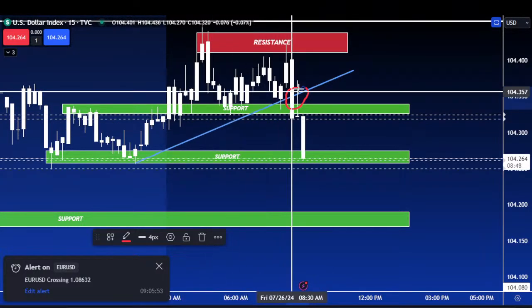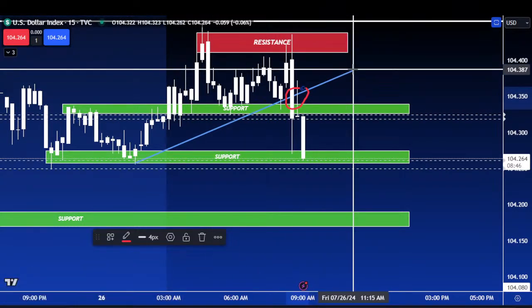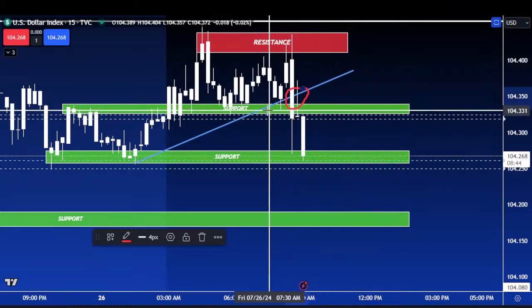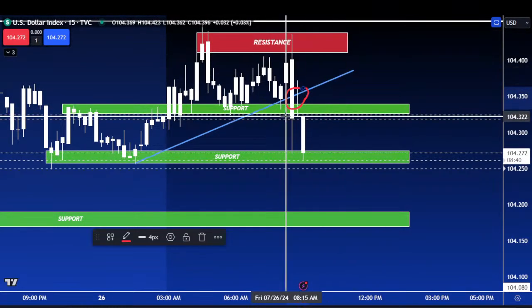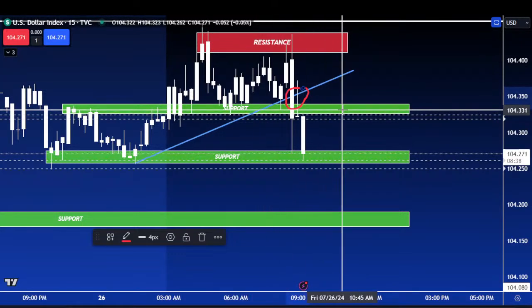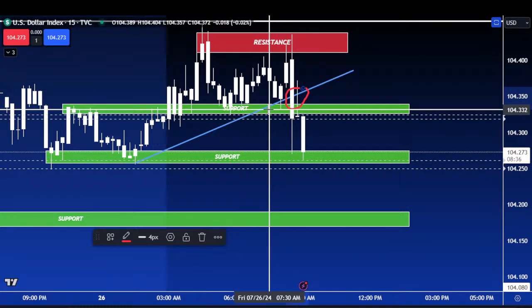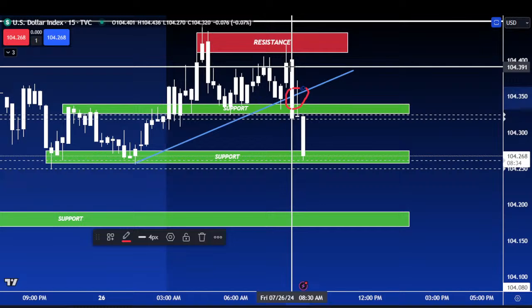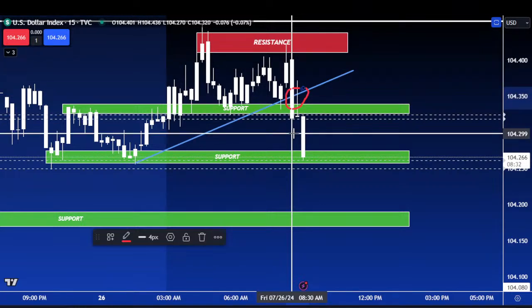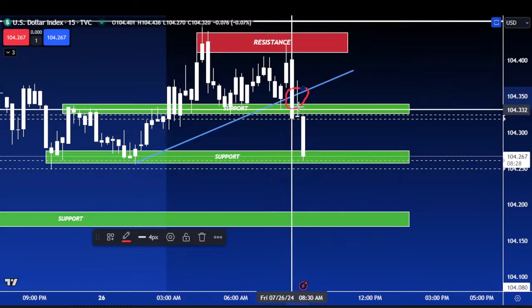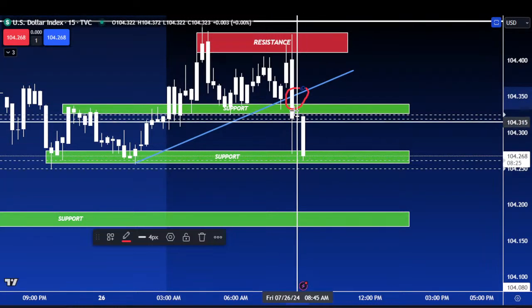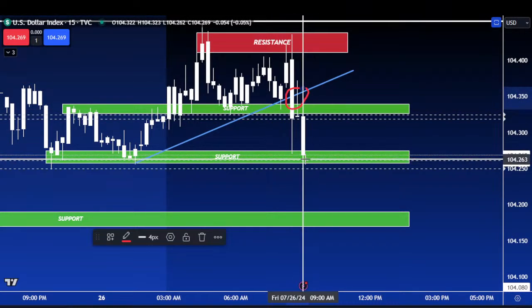It's breaking a diagonal support, which is what the trend line represents. And then it's breaking a horizontal support, which is what this green support zone represents. So he's saying that candle breaking both of those zones and then coming right back to it and rejecting it was a confluence for price to fall. He was absolutely right. And that's what price is doing right now.